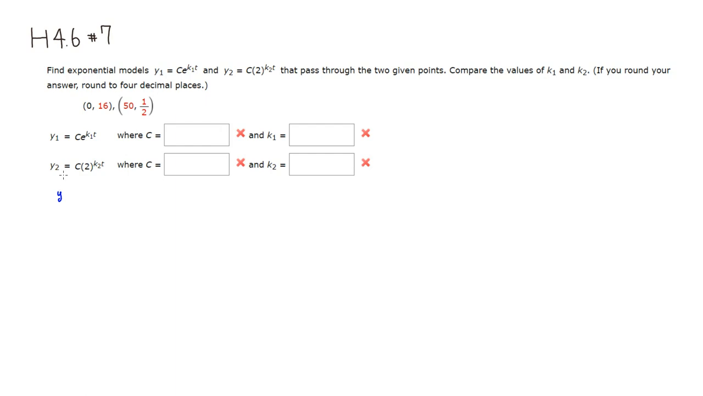First we're going to plug in the first point. So 16 is the y value, and this is equal to c times e to the k1 times 0. Again, e to the 0 is 1, so this is going to be just c. So the c value is 16, and it's going to be the same value for this one too. So c is 16.